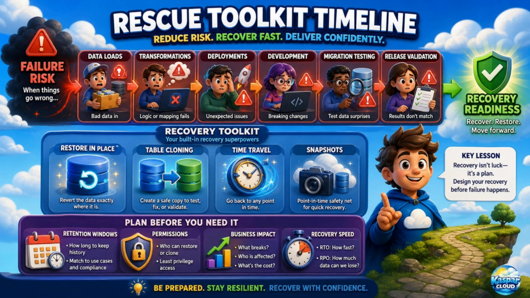They are especially useful during development, migration testing, release validation, and incident investigation because teams can compare current and prior states of data. Recovery design should account for retention windows, permissions, business impact, audit requirements, and recovery time expectations. The key lesson is that recovery should be planned, tested, and documented before a production failure occurs.